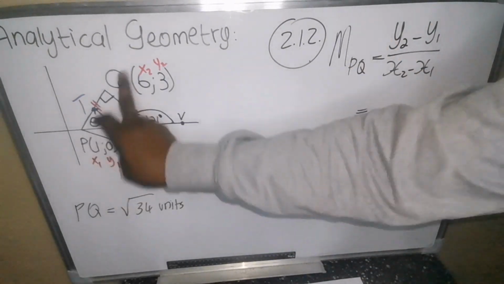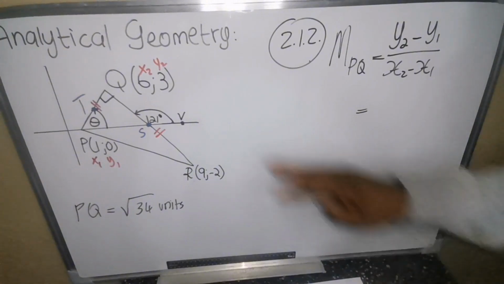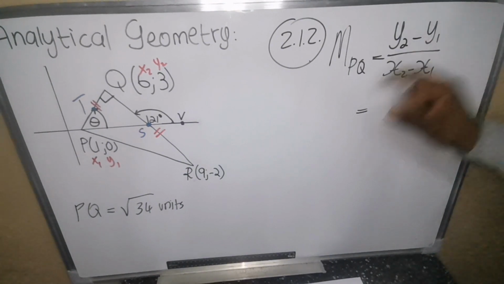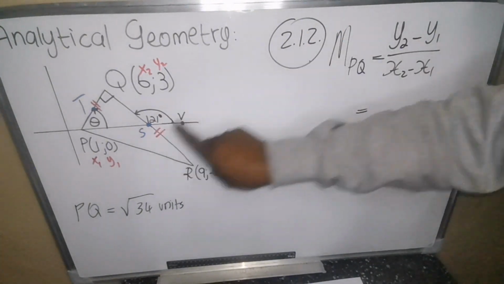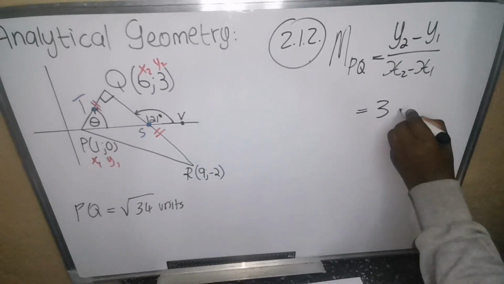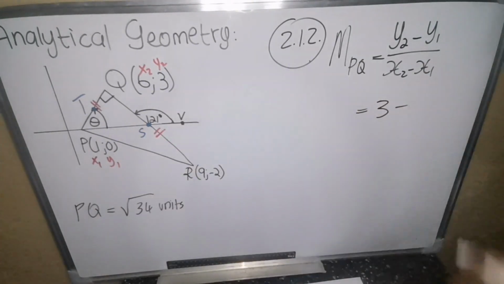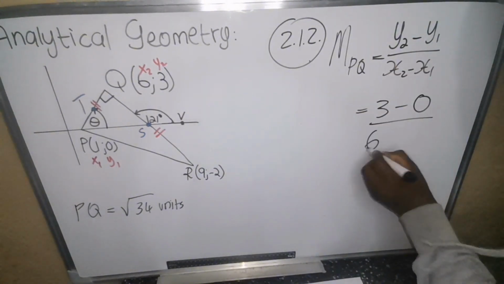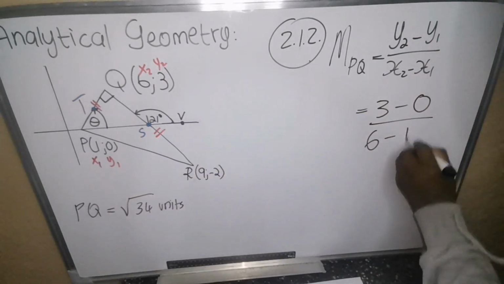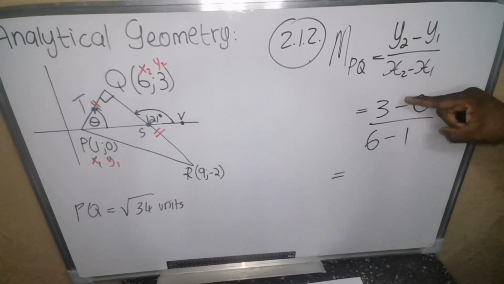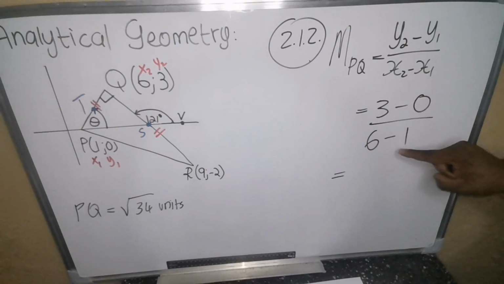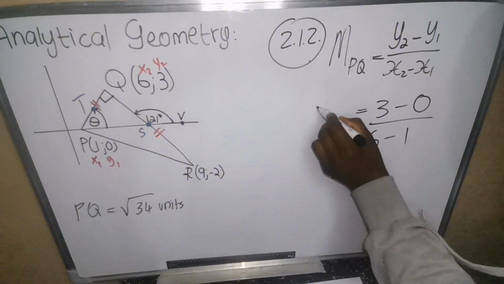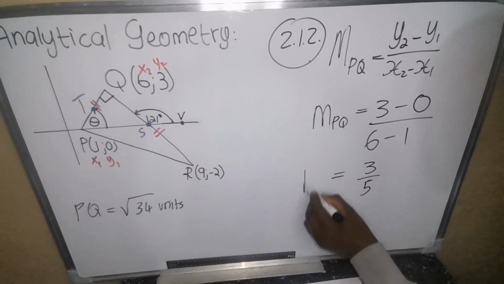The gradient of this line PQ. Since P and Q are already labeled, I can literally just substitute these values in the equation. Y2 is 3, minus y1 is 0, divided by x2 is 6, minus x1 is 1. Then you put this in the calculator, it's going to be 3 divided by 5. This is the gradient for PQ.